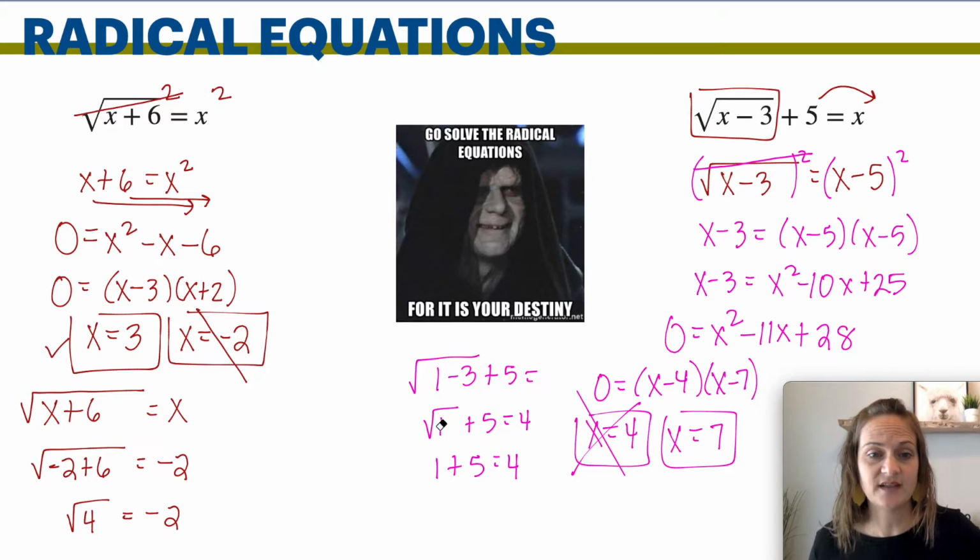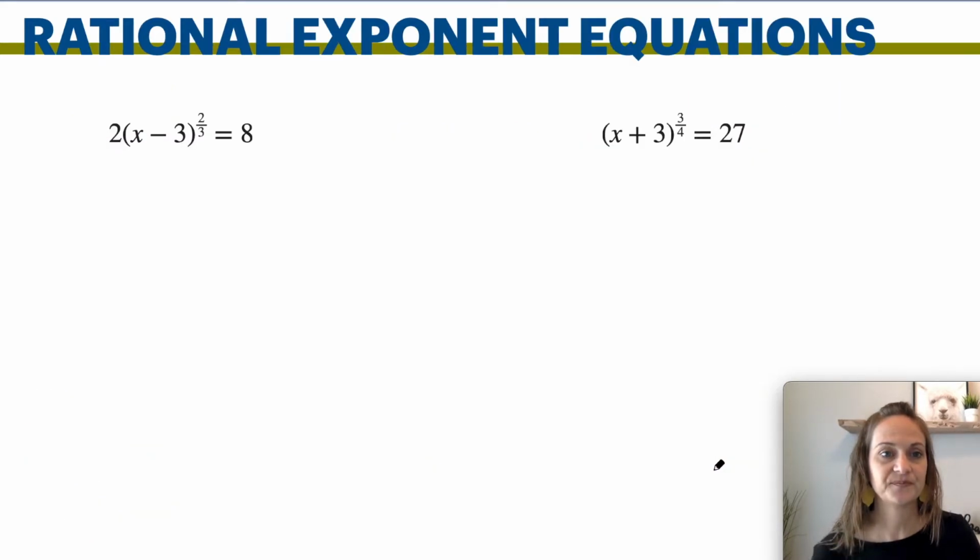Now let's try 7 and see if that actually works. 7 minus 3 is 4. The square root of 4 is 2. Is 2 plus 5 equal to 7? Yes. So this happened again. One of these worked, one of these did not work. So you have to check for extraneous solutions each time.